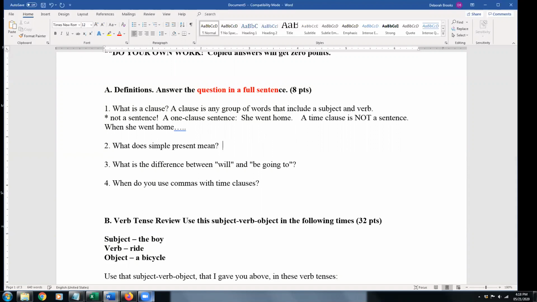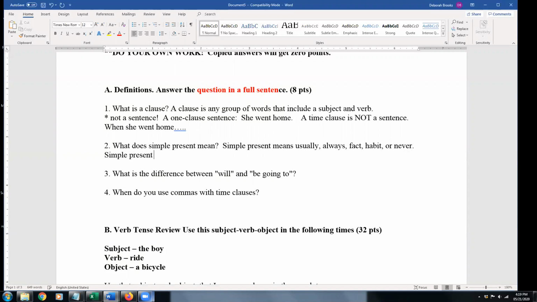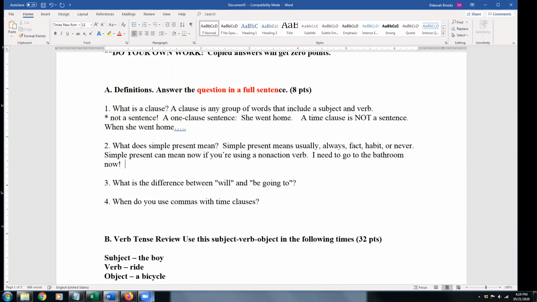Simple present means usually, always, fact, habit, or never. Simple present can mean now if you're using a non-action verb, like I need to go to the bathroom. Right? That's simple present because it's a non-action. Need is not an action.